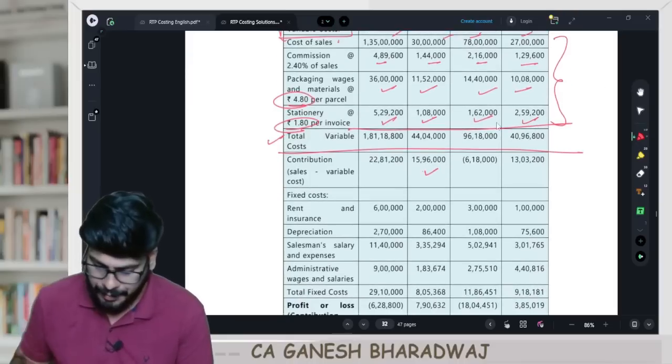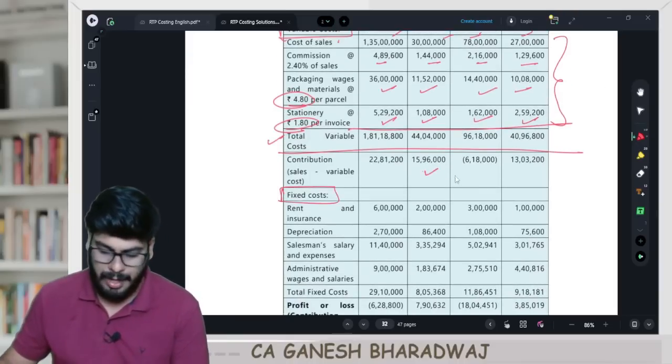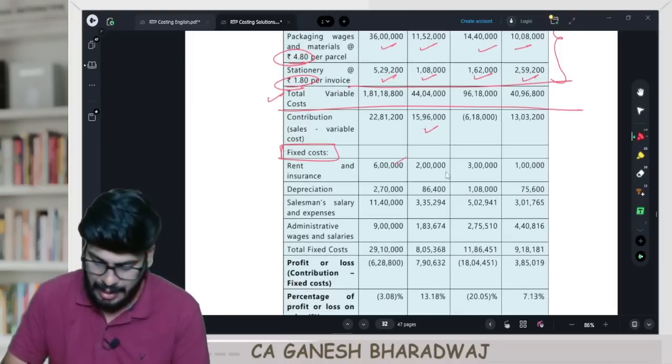Next, all the fixed costs, we can do it. Rent and insurance, the figure is given as 6 lakh rupees.